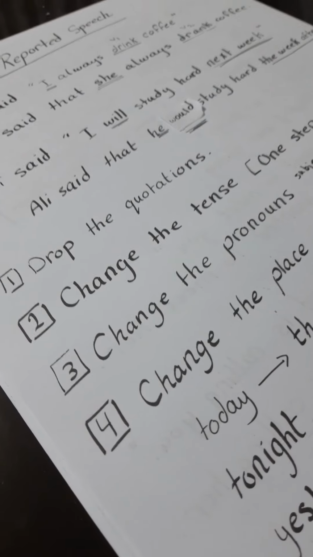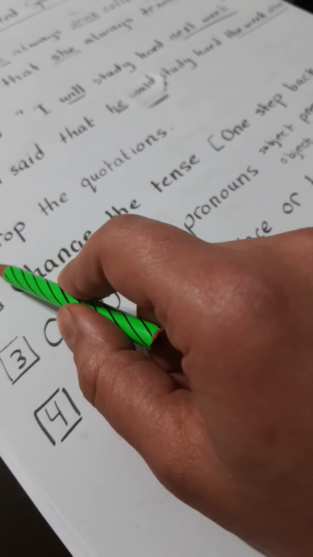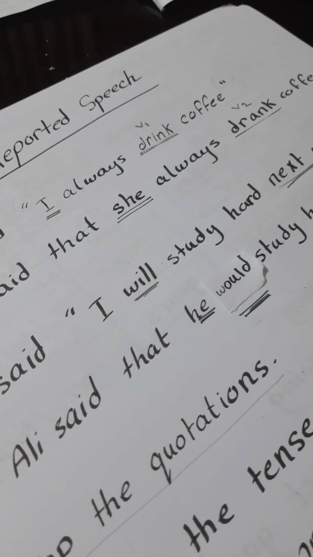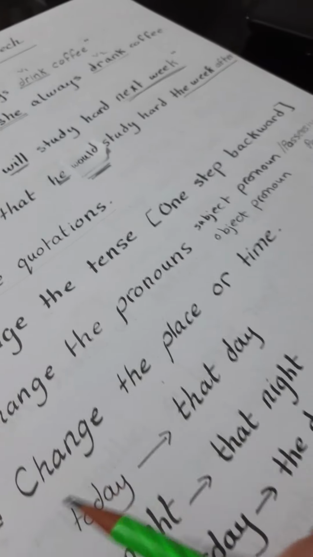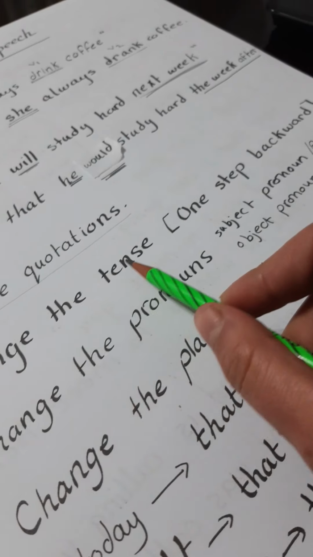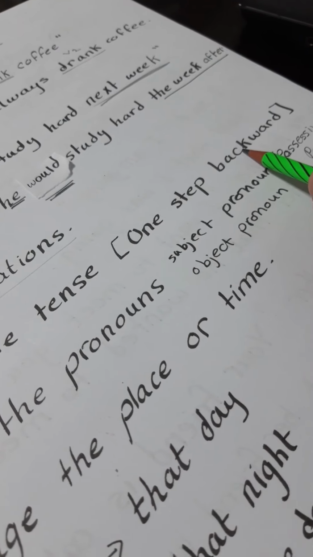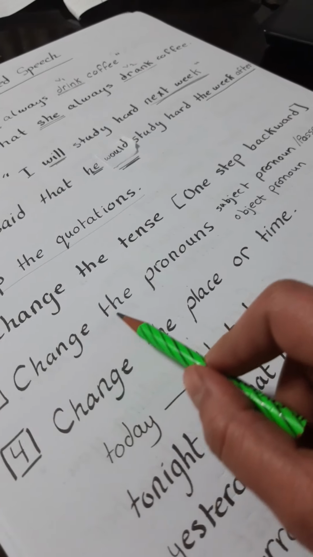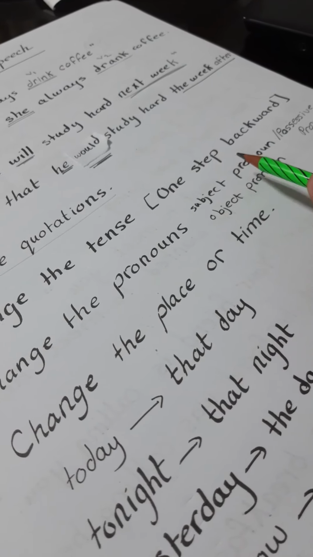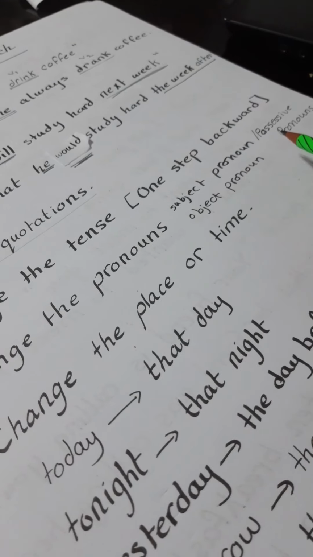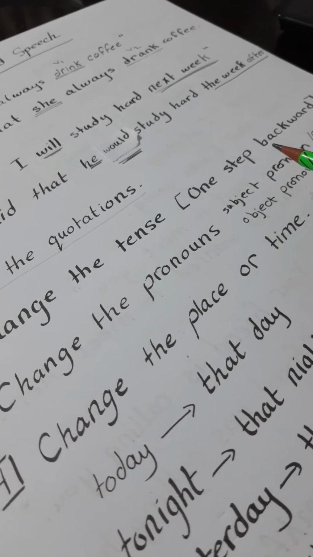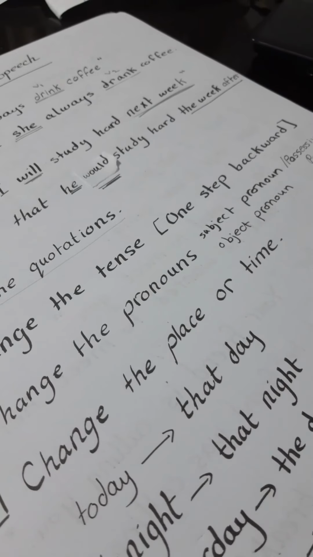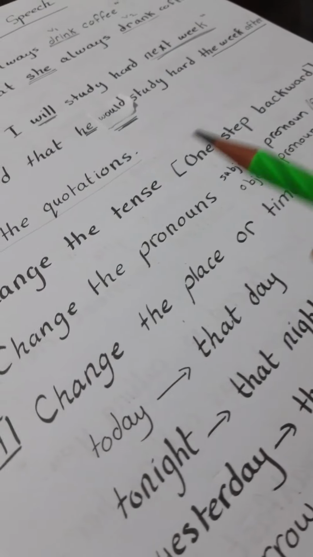So, in our last lesson, we talked about the first two steps of how to change a sentence from direct into indirect. Number one, drop the quotations, and we did it already in these examples. Number two, change the tense one step backward, and we talked about it already. Number three, change the pronouns. You know that we have subject pronouns, object pronouns, and possessive pronouns. Then we need to put a suitable pronoun, and we will talk about this now. Just wait 2 minutes maybe.